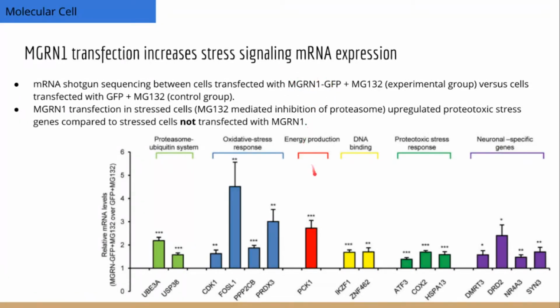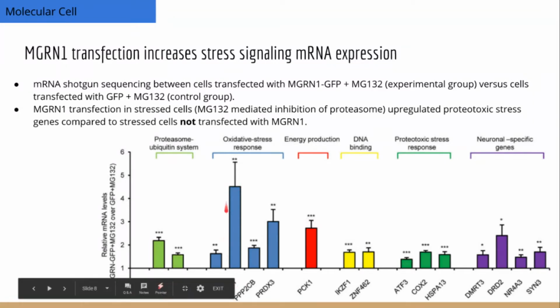And they discovered that cells transfected with MGRN1 had upregulated numerous genes that were primarily involved in ontologies related to ubiquitination and the reactive oxygen species response. So we see upregulation of all of these genes and many hundreds more probably, but this is just a subset. We see relative mRNA levels compared to the control condition. So right here, this would be roughly 5 or 4 times increased expression of FOSL1.